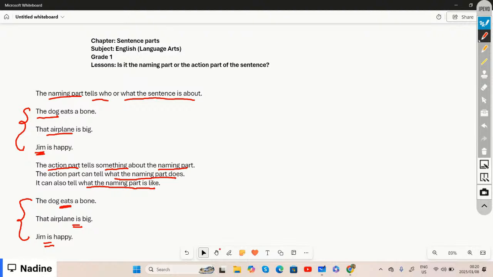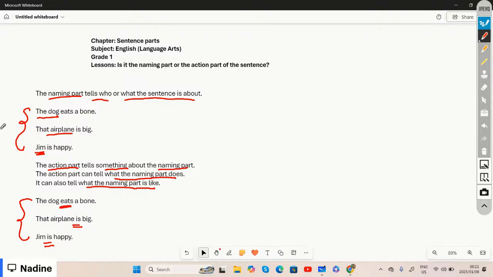And then we have an action part. The action part within a sentence tells us something about the naming part. It tells us about the animal, the person, the thing. And it either tells us what that animal, person, or thing does, or it can tell us what the person, animal, or thing is like. It tells us what the naming part is like or what the naming part does.